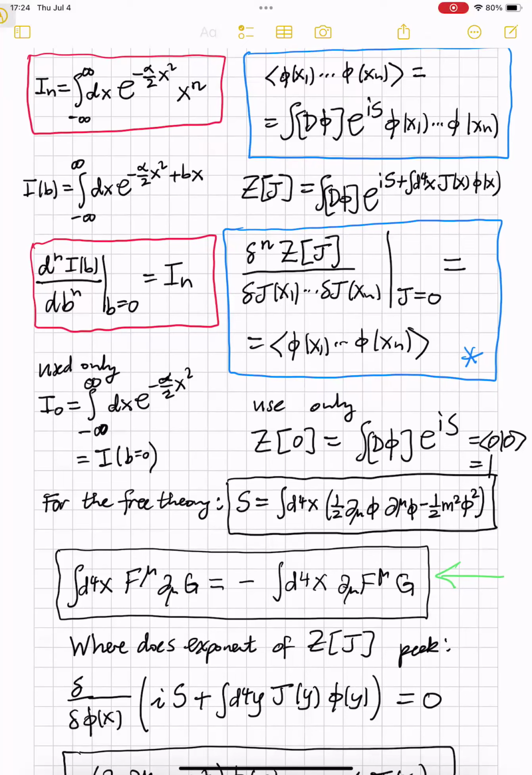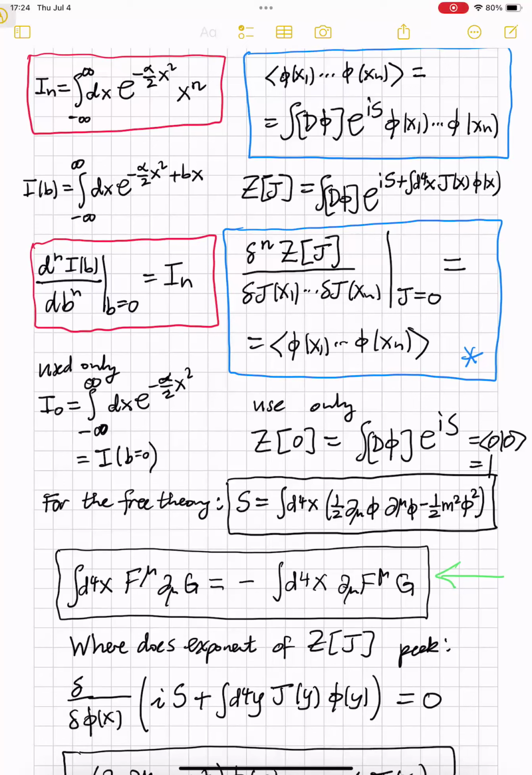If we study Z of naught, this is just the integral d phi e to the iS. That has the interpretation of the overlap of the vacuum with itself. So we can set that equal to 1. Setting that equal to 1 is equivalent to choosing a normalization for the path integral measure. And we decided to calculate this now for the free theory. Notice that the action for the free theory is quadratic in the fields phi. It only depends on phi squared.